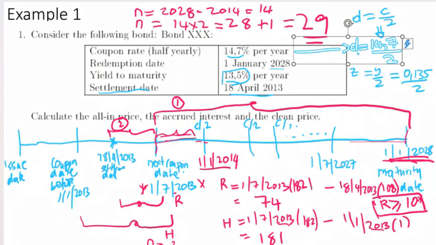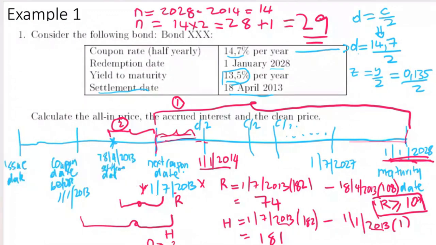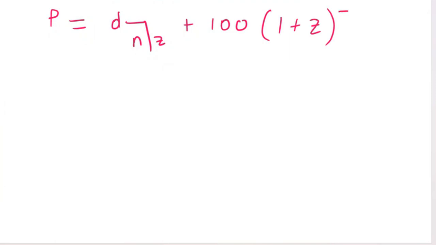So once you've done all of this analysis for your formula, you are in a stage whereby you can now get your formula. So the formula that you are going to get for your present value is P is equal to D a_N at Z, because now you are looking for the present value, plus 100 times (1 plus Z) to the power minus N.